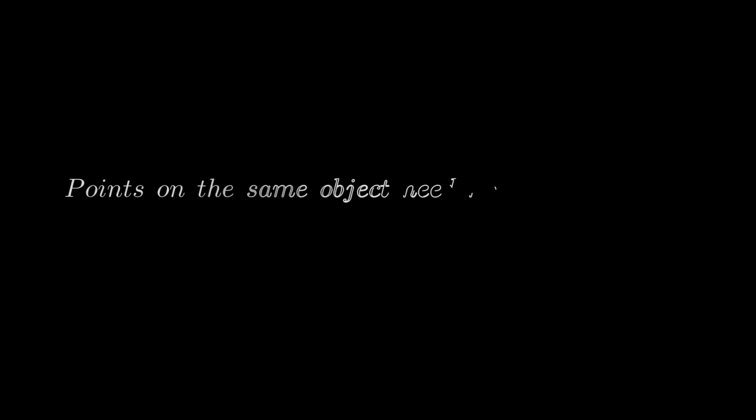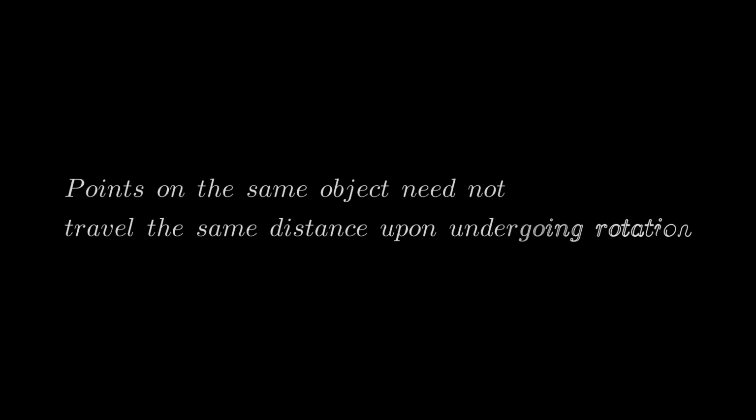This observation is the key to identifying the flaw in our previous argument. Points on the same object need not travel the same distance upon undergoing rotation. So looking back at our little experiment, the square has points that are further away from the axis than the points on the triangle. So on average, the points on the square move a further distance and hence sweep out more volume than the points on the triangle. That is why this ratio changes.